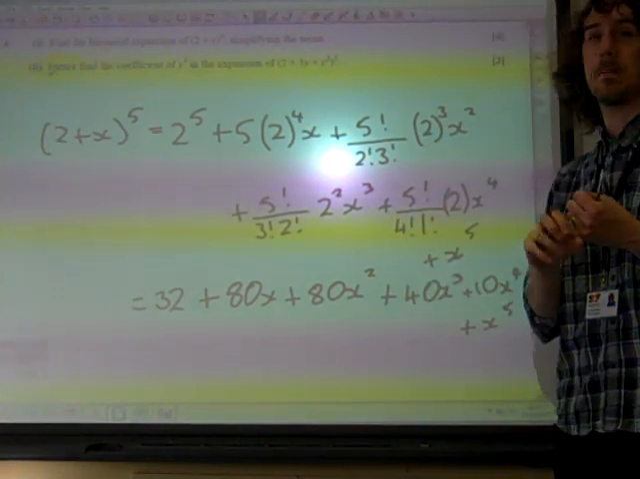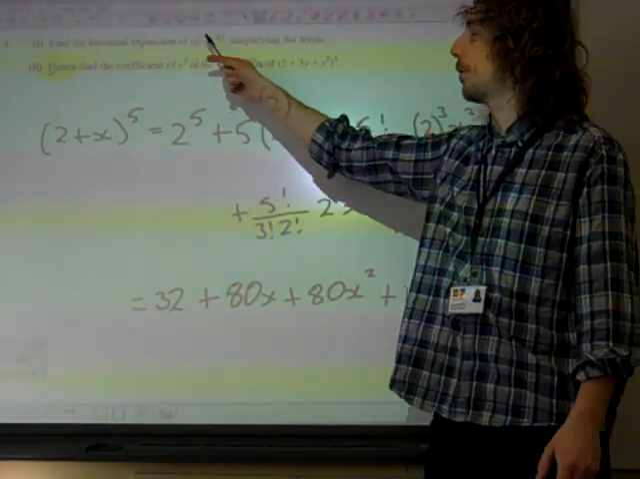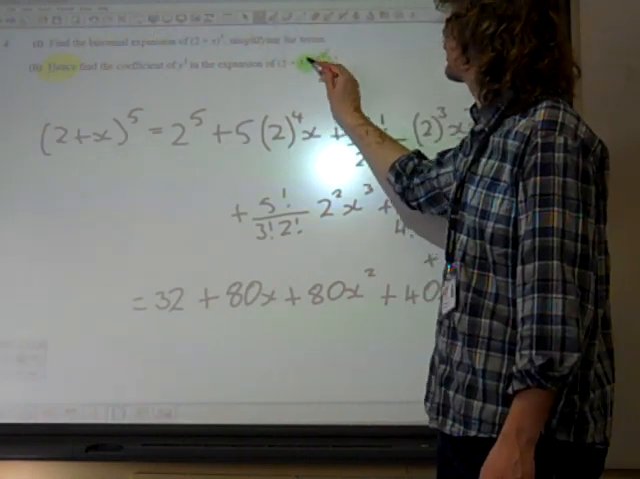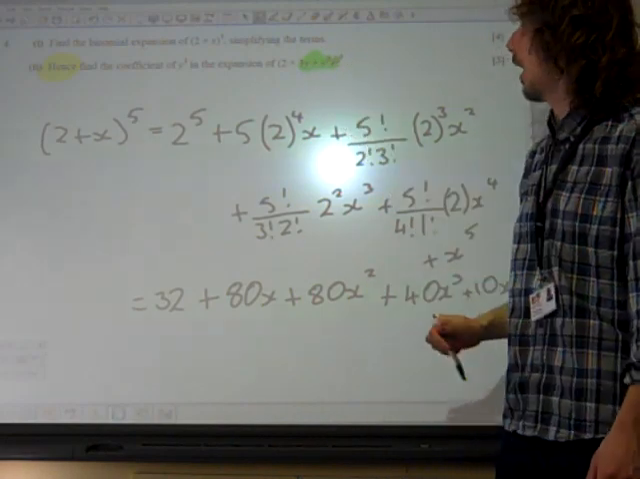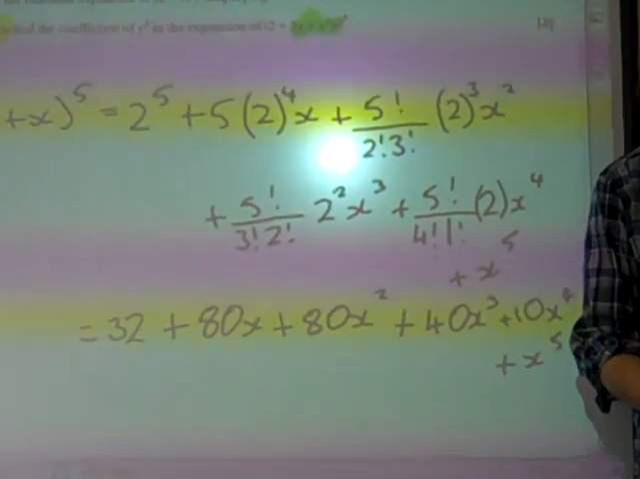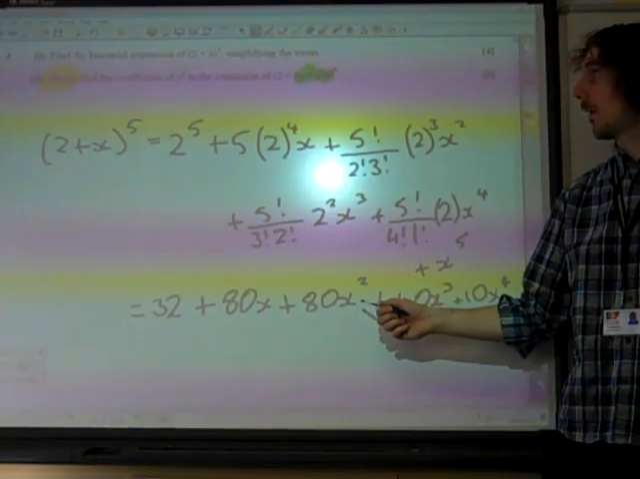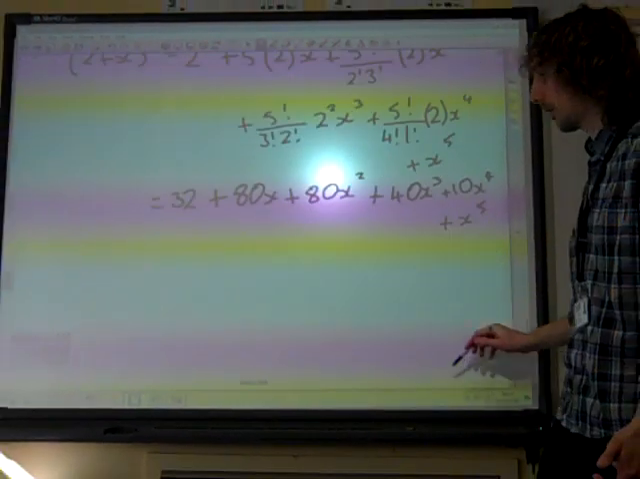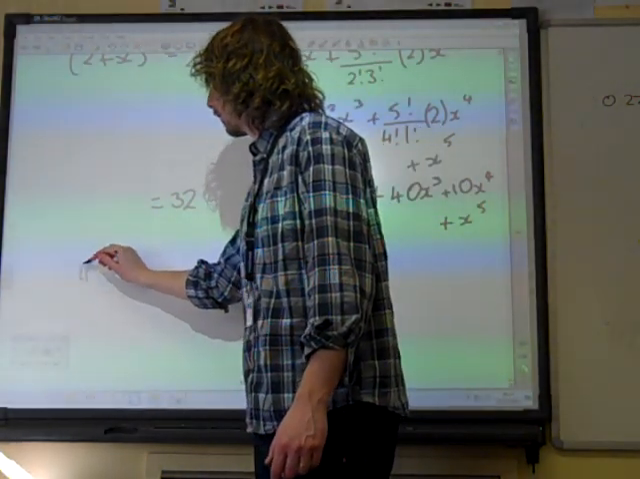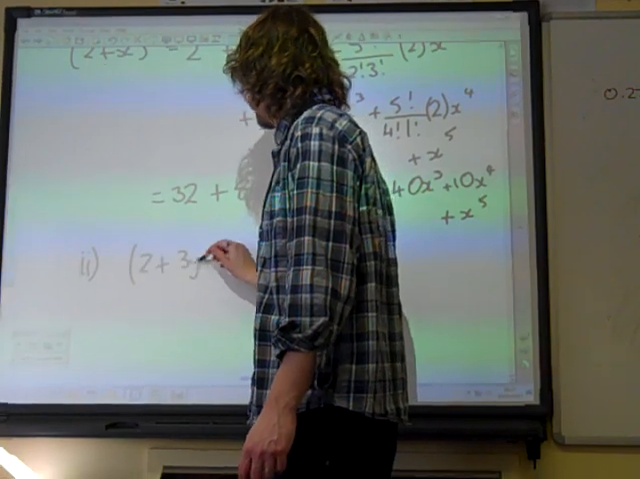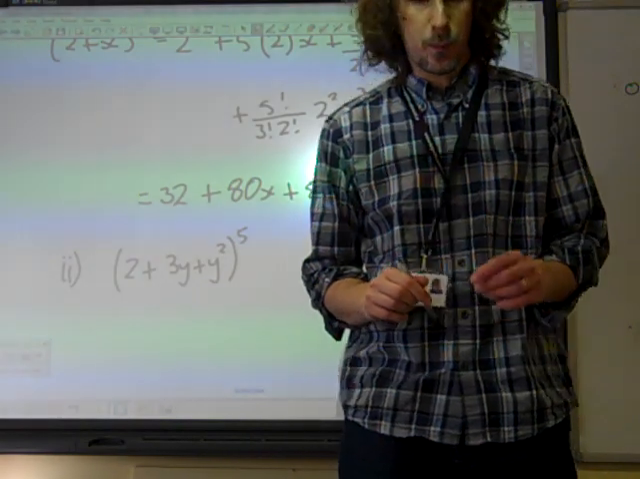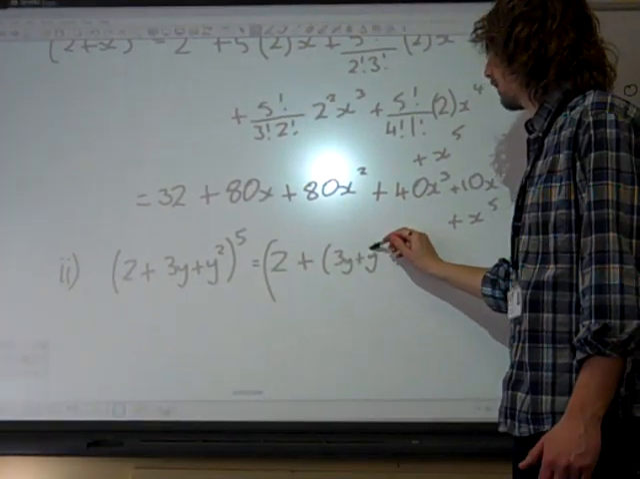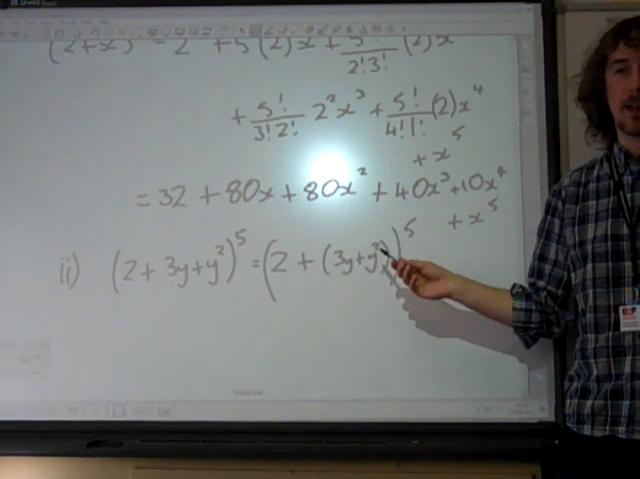Actually, how can we make this a hence thing? Well, we started with 2 plus x, so we need to turn this into 2 plus something. And the something is that bit there, our 3y plus y squared. So what we're looking for here is this expansion where x is replaced by 3y plus y squared. For part 2, we want this to be the same as 2 plus brackets 3y plus y squared to the 5. That is going to be our x in our expansion.